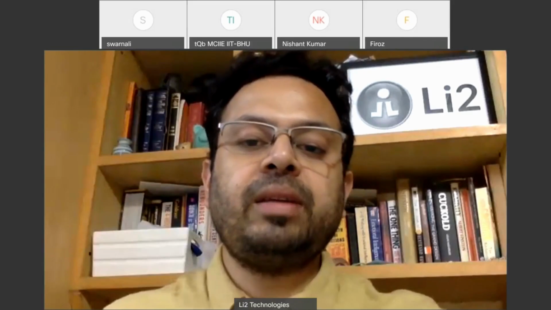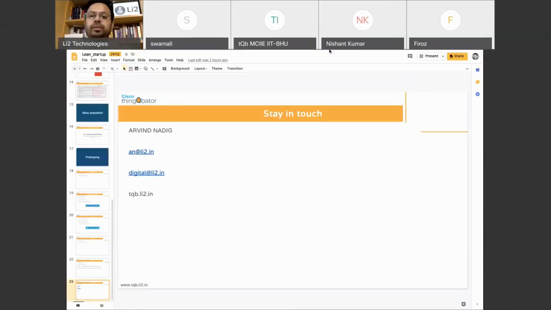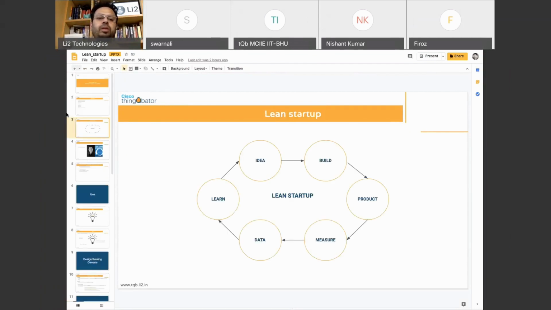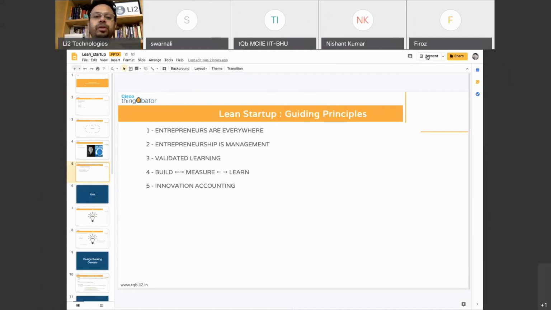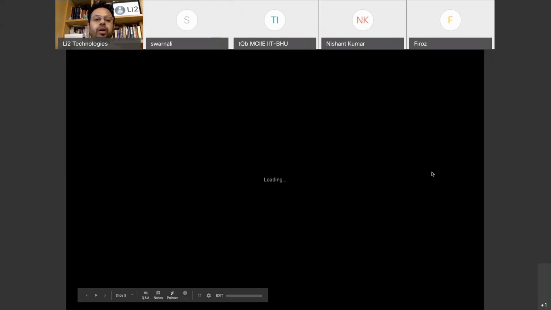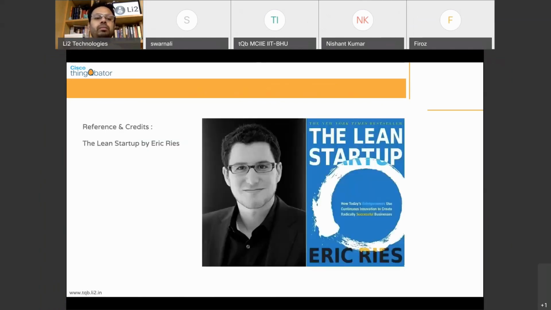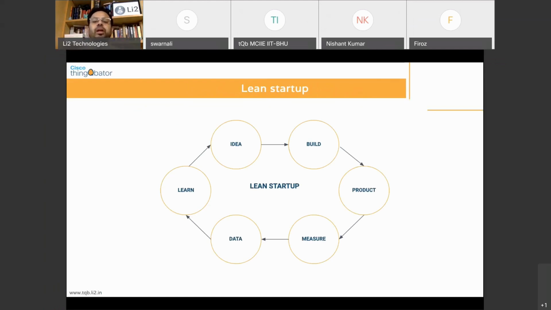So as a wrap, right now, I would like to just very quickly show you the slide of Lean Startup. What is Lean Startup about? Entrepreneurs are everywhere. Entrepreneurship is management, validated learning, the build, measure, learn loop, innovation accounting. This is the primary structure. It's in a circle.